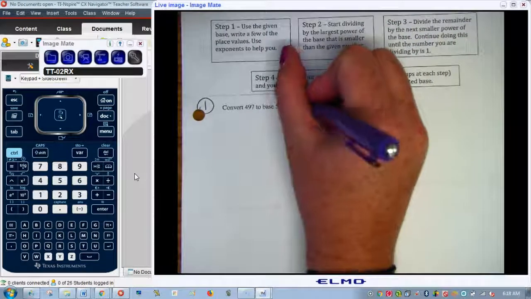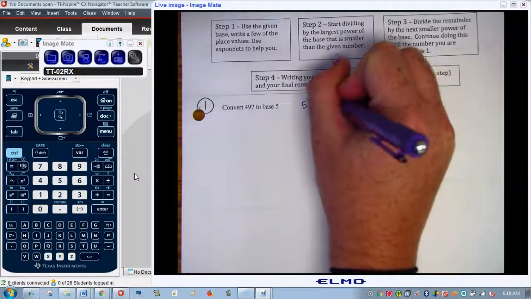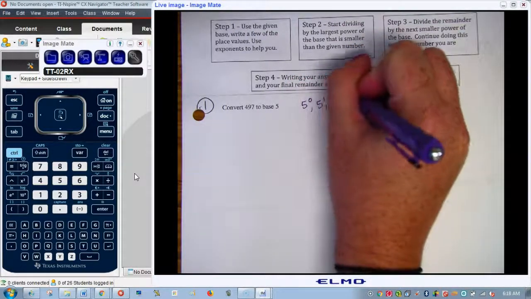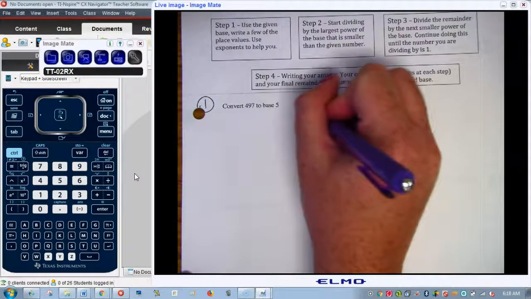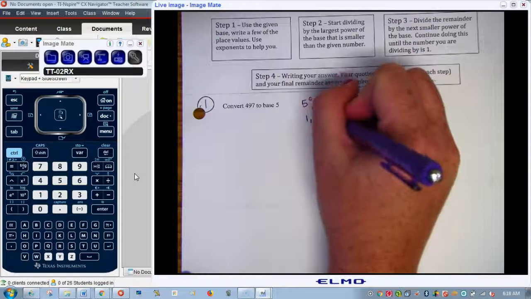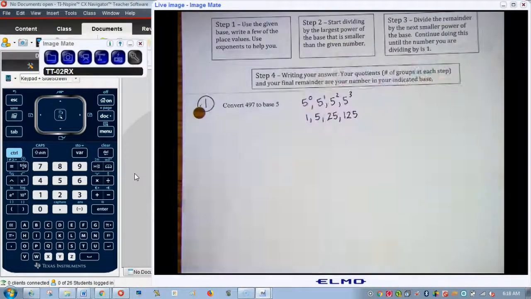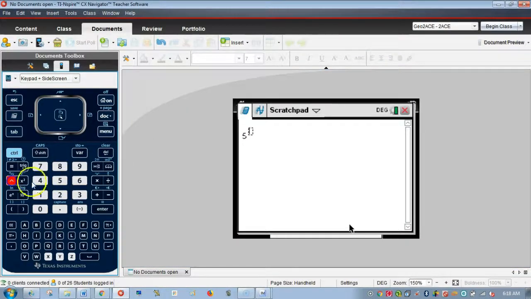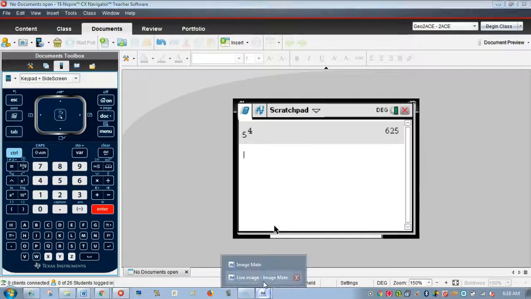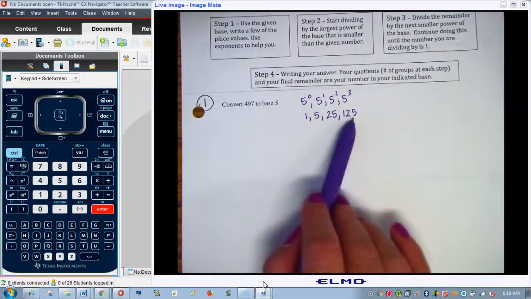So this would be 5 to the 0, 5 to the first, 5 to the second, 5 to the third. 5 to the 0 is 1, 5 to the first is 5, 5 squared is 25, 5 to the third is 125. If I do 5 to the fourth, that's 625. And 625 is bigger than this 497, so I don't need to go out any farther here.